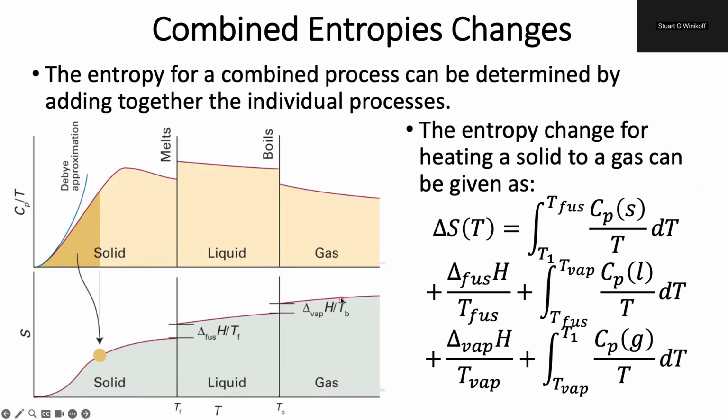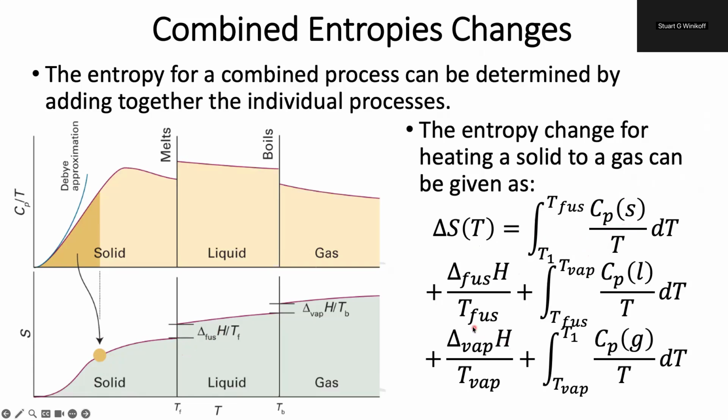Now, here's the important bit. If you're looking at a more complex process, just like we saw with enthalpy, don't try to do it all at once. Break it down into its individual bits. So if I'm trying to figure out how the entropy changes as I'm heating a solid, well, congratulations. I can just take the integral of the heat capacity of the solid, which again should just be the heat capacity times the natural log of the ratio from whatever my initial temperature is to the melting point.